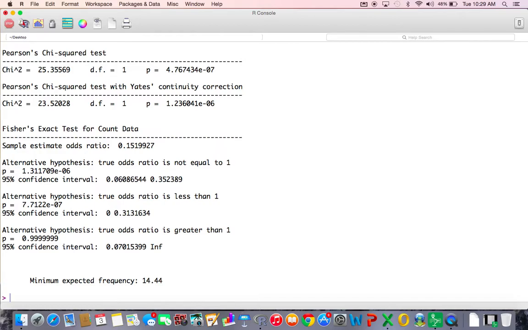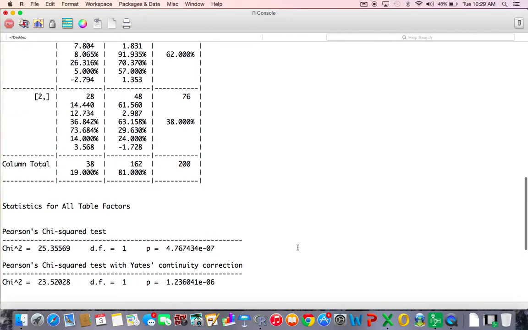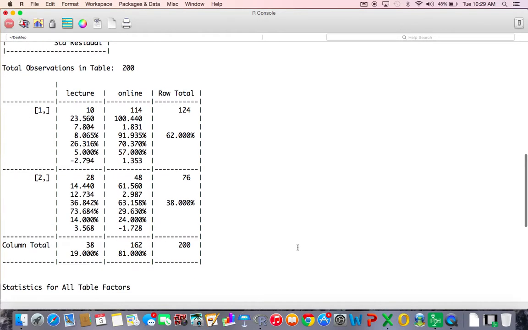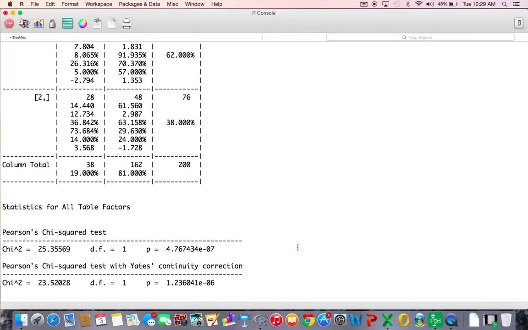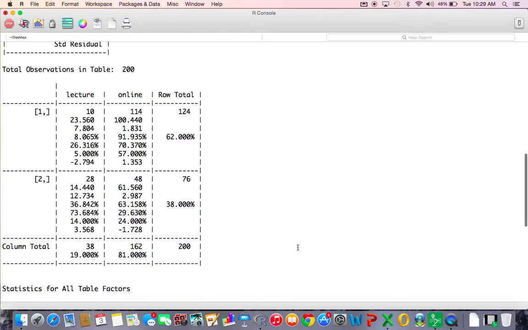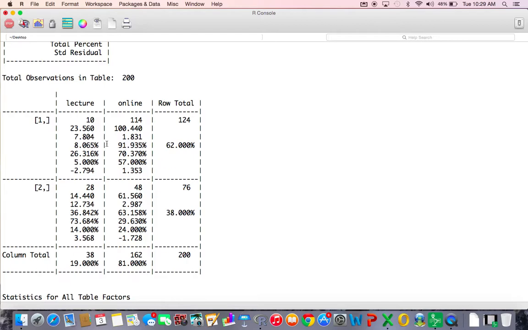Okay. Now, the first thing I'd want to do, before I get into anything too crazy, is just statistically describe. So when I read left to right, remember this is not succeed. So in this situation, we have that 91.93% didn't succeed, versus 8.065% in lecture. Now this row down here is actually succeed.